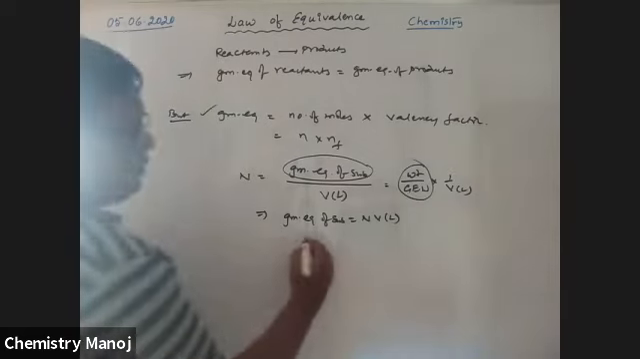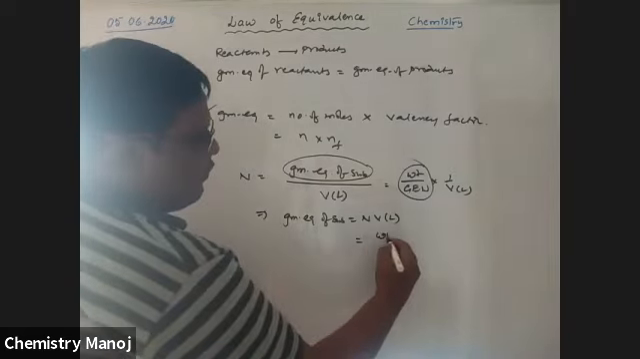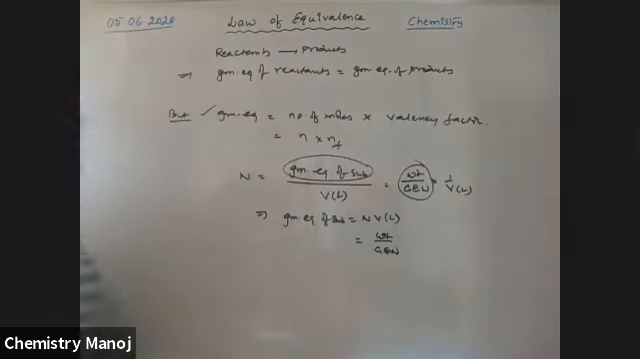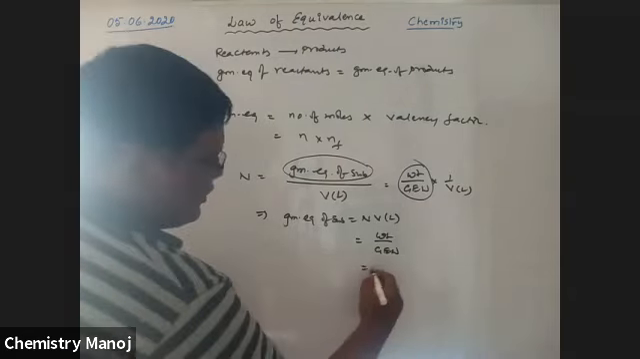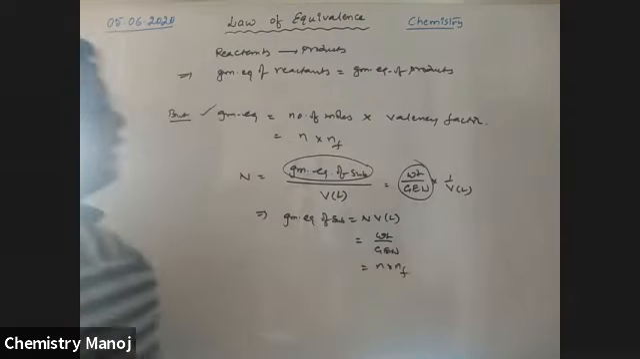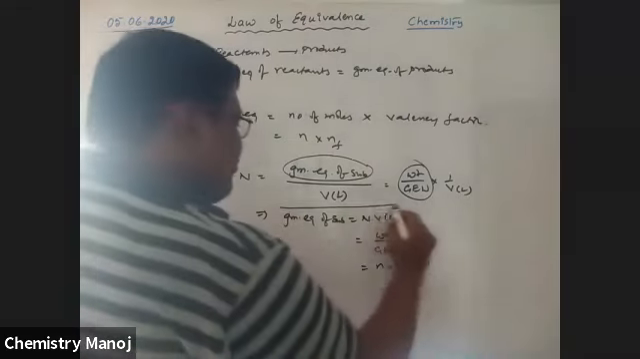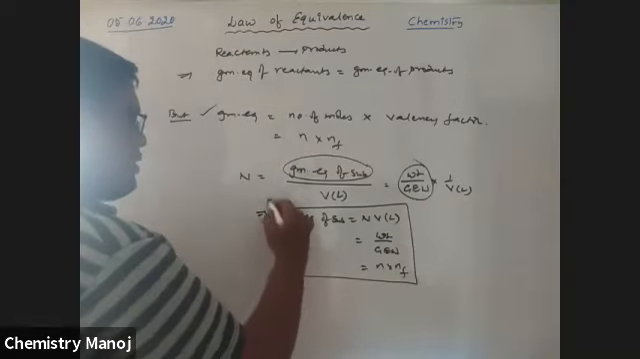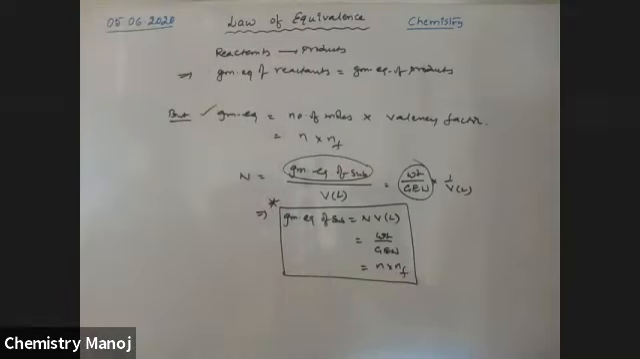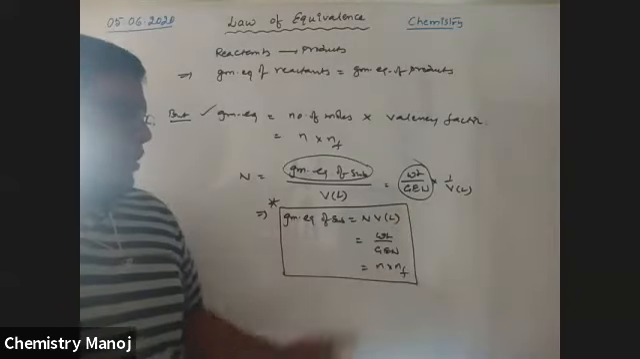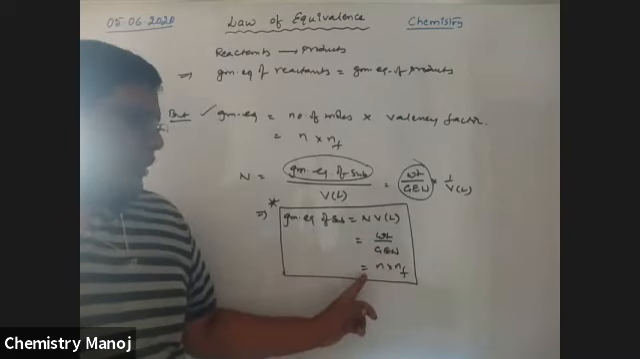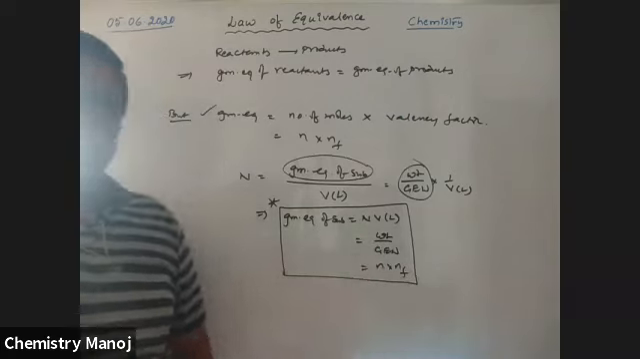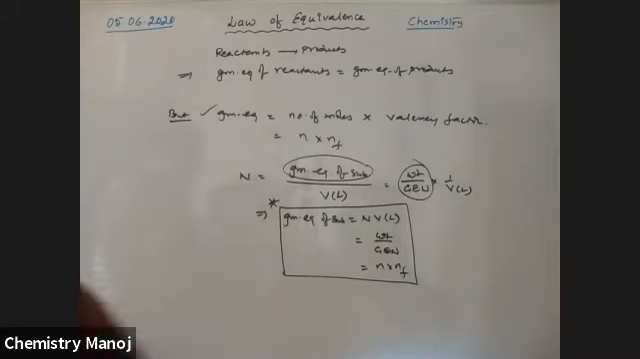Therefore, another formula: gram equivalent of substance is equal to weight of the substance by gram equivalent weight of the substance. It is another formula to calculate gram equivalent. So gram equivalent weight of the substance is equal to N into N factor is also another formula. So these are very, very important points to calculate gram equivalence of the substance. Gram equivalence is equal to normality into volume in liters, or weight by gram equivalent weight. Next, gram equivalent is N into N factor. These are the very, very important points, my dear boys.